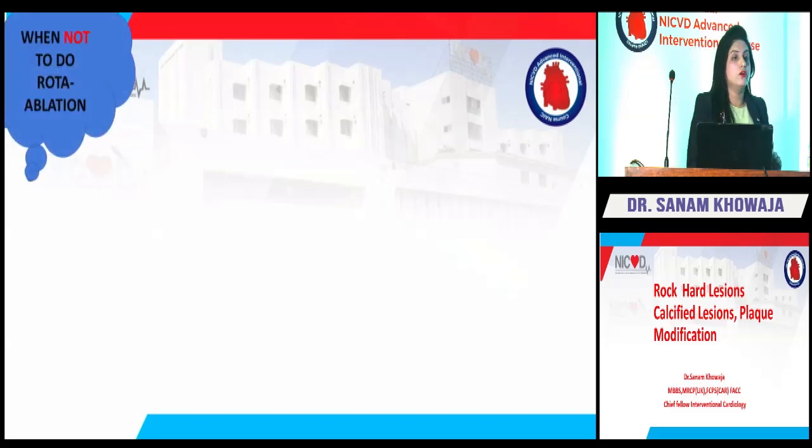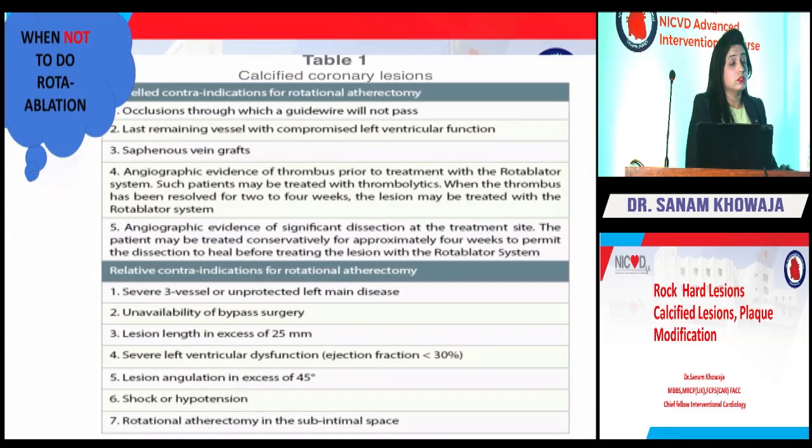So when not to do a rotablation? There are 5 absolute contraindications for the rotablation, and there are a few relative contraindications for the rotablation. So occlusion through which the guide wires are not passed is an absolute contraindication for the rotablation. When the patient has a single surviving artery, we cannot do a rotablation. When there is a severe LV dysfunction in that patient, it's an absolute contraindication. Rota is contraindicated in the SVG grafts. If you see angiographic evidence of any dissection or any thrombus, then you cannot proceed toward rotablation.